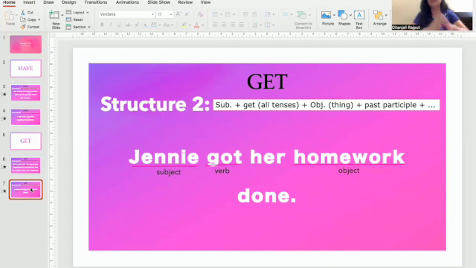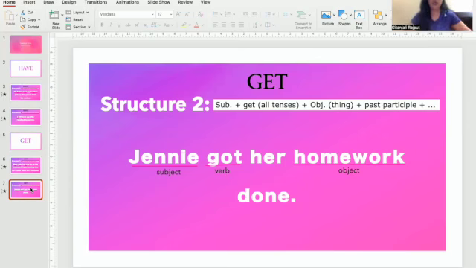Now here the subject has not mentioned the person who has done the homework. What is important in this sentence is that we want to focus on the object and not the doer. This is the reason why we call this structure a passive structure.